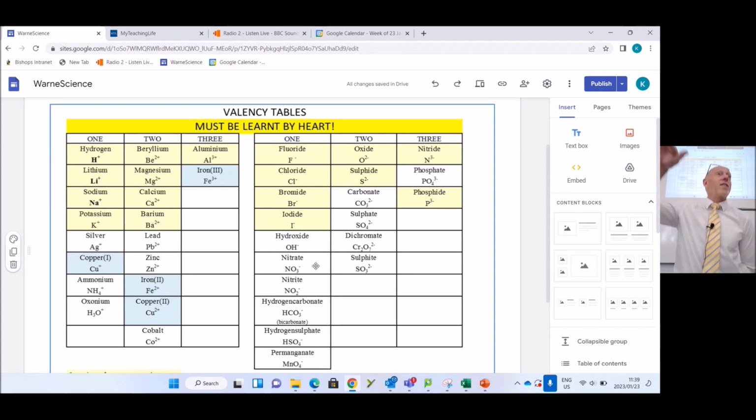Anyway, nitrate, nitrite. The lower one always has the bigger number. Sulfate, SO4 2 minus, sulfite, SO3 2 minus. Nitrate, nitrite. Anyway, if it helps you, fine. If it doesn't, just learn it.